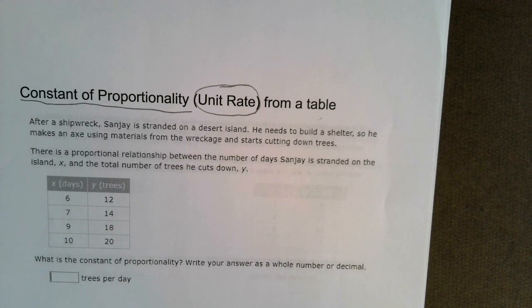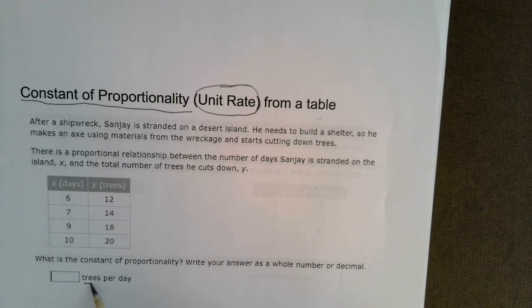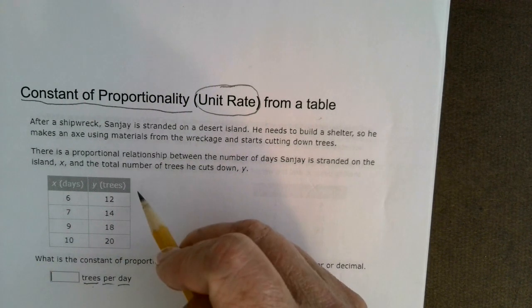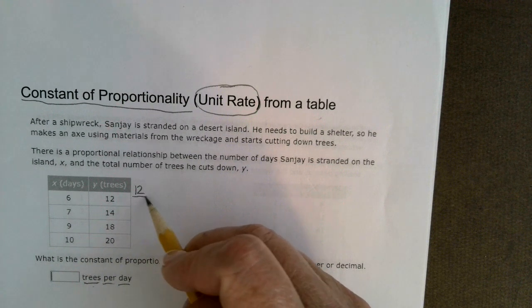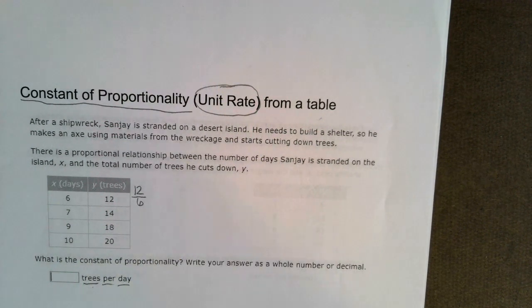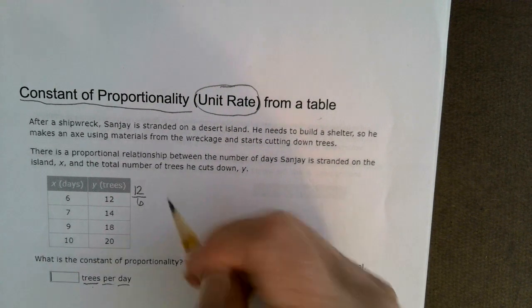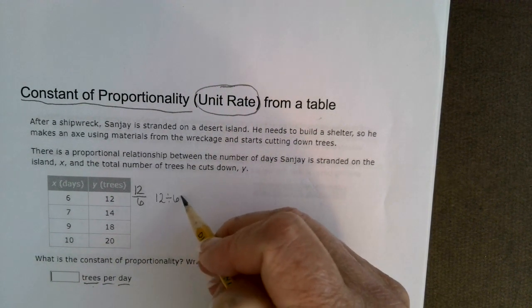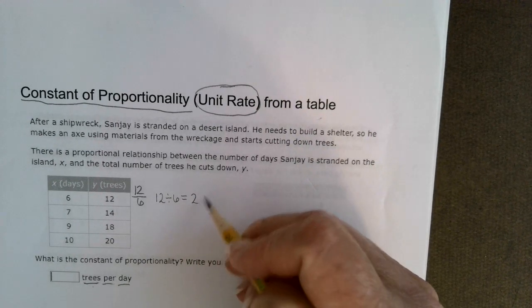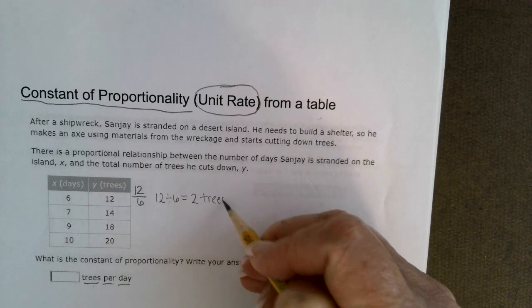And then after you get the table copied into your notes, when we're finding the unit rate or the constant of proportionality of trees per day, that means I'm going to take the trees and I'm going to put that over the days. So I've got 12 over 6, which is just 12 divided by 6 to give us 2 trees per day.